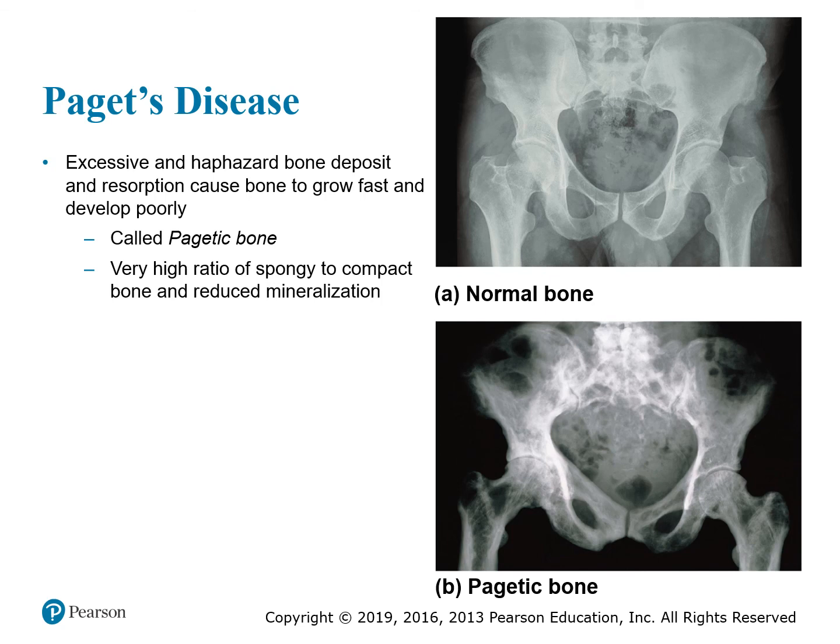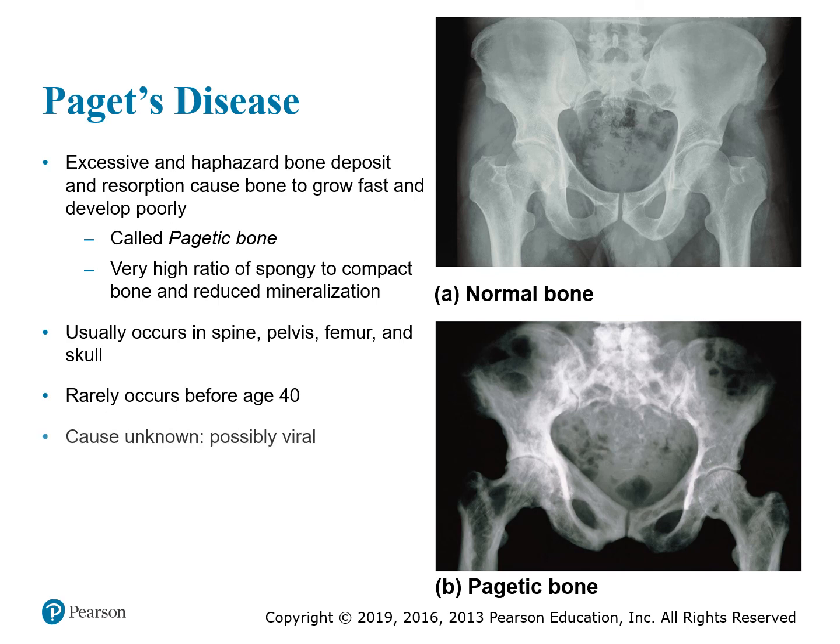It can develop poorly. This is something that's called Pagetic bone, and in this case, and as you can see in the bottom picture, even though you've got some bright spots, most of it's actually dimmer. And this is because you've got a high ratio of spongy to compact bone and less mineralization, less calcium. And I want you to remember that it's the minerals that actually show up on an X-ray. Now, this usually occurs in the spine, the pelvis, the femur, and in the skull. It rarely occurs before age 40, and the cause is unknown, but there is some evidence to suggest that it's possibly viral. Your treatment is going to include bisphosphonates and also calcitonin.